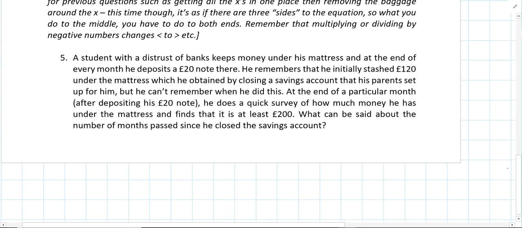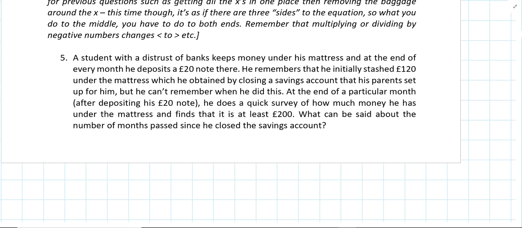A student with a distrust of banks keeps money under his mattress and at the end of every month deposits a £20, dollar, whatever you want, note there. He remembers that he initially stashed 120 under the mattress, which was obtained by closing a savings account his parents set up for him. But he can't remember when he did this. At the end of a particular month, after depositing his £20 note, he does a quick survey of how much money he has under the mattress and finds that it is at least 200. What can be said about the number of months passed since he closed the account? So you need to work that out.